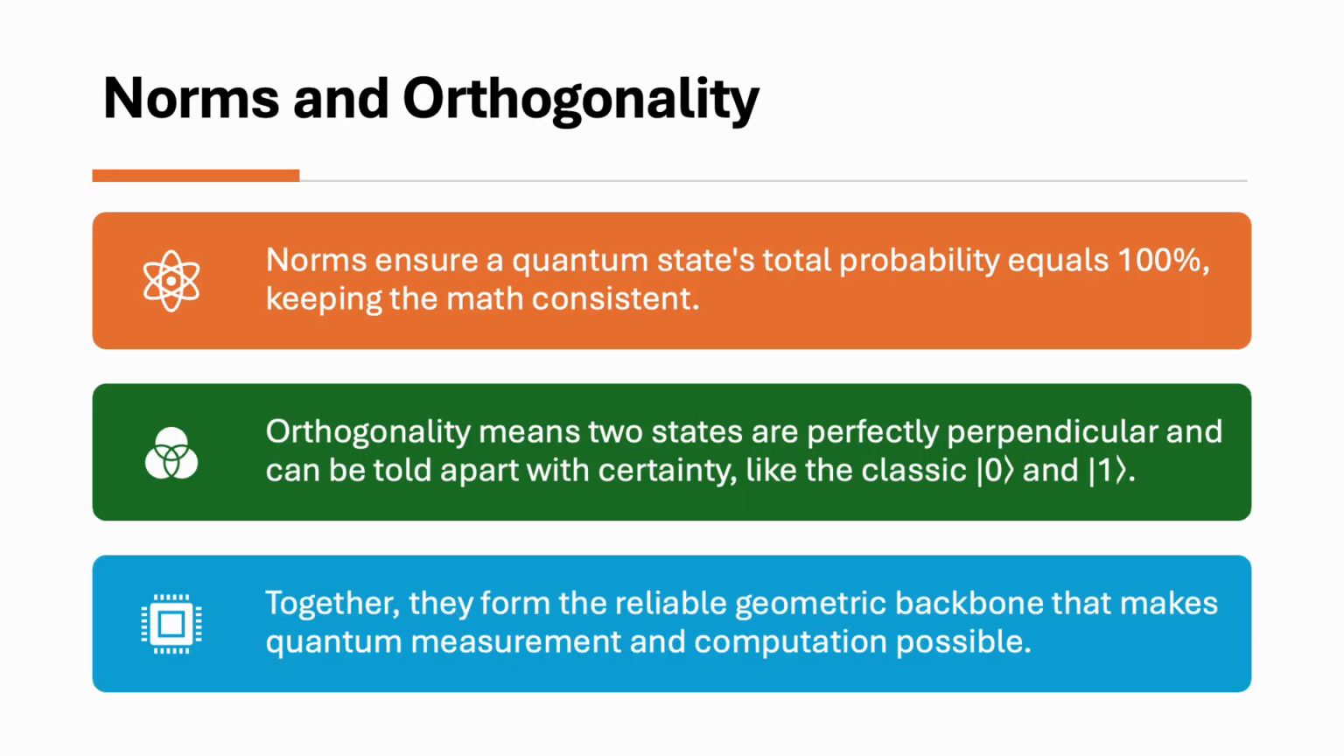Norms and orthogonality. Norms ensure a quantum state's total probability equals 100%, keeping the math consistent. Orthogonality means two states are perfectly perpendicular and can be told apart with certainty, like a classical 0 and 1. Together, they form the reliable geometric backbone that makes quantum measurement and computation possible. Let's look into our streaming example to understand norms and orthogonality in quantum computing in a little bit more detail.